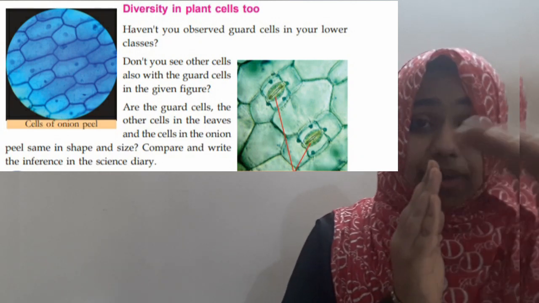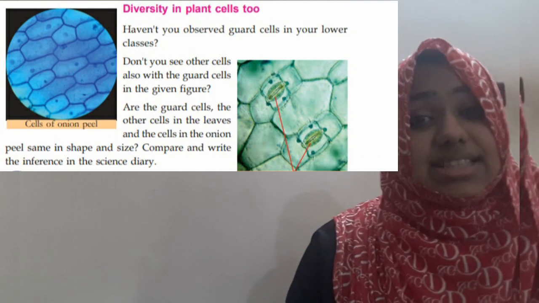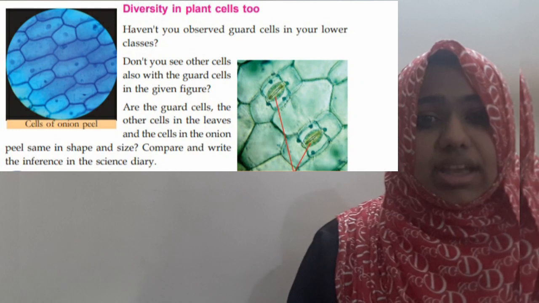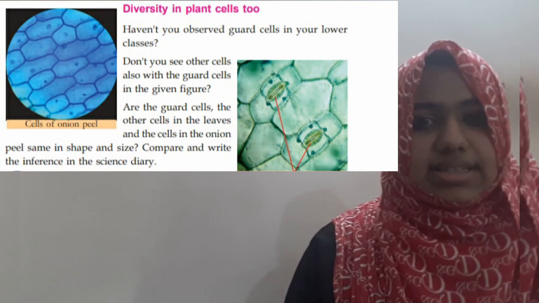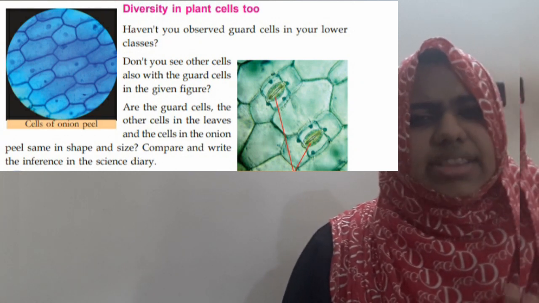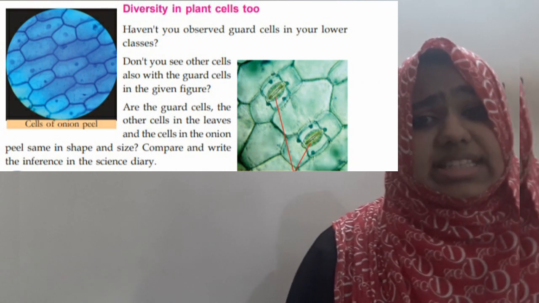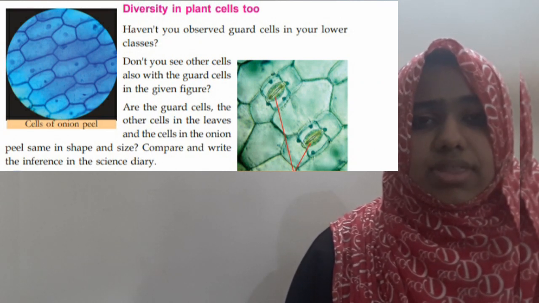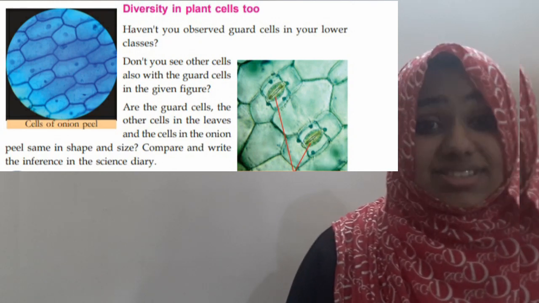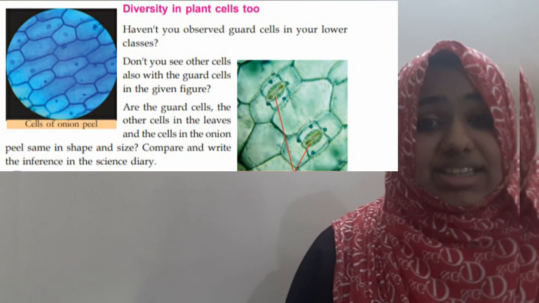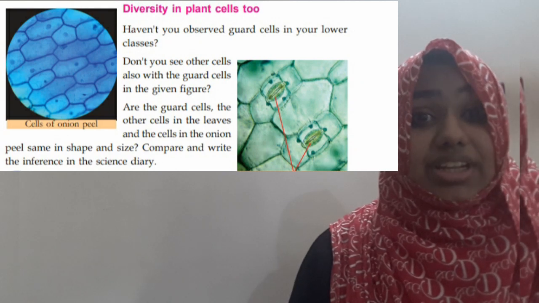And outside the stomata, have you seen two cells guarding it? They are known as the guard cells. So in the given picture, you can see other cells too, right? Not only guard cells. Now, are the guard cells, the other cells in the leaves and the cells in the onion peel the same in shape and size? Is it the same, dear children? No, each cell is different, right? So can we move on further and check how they are different?